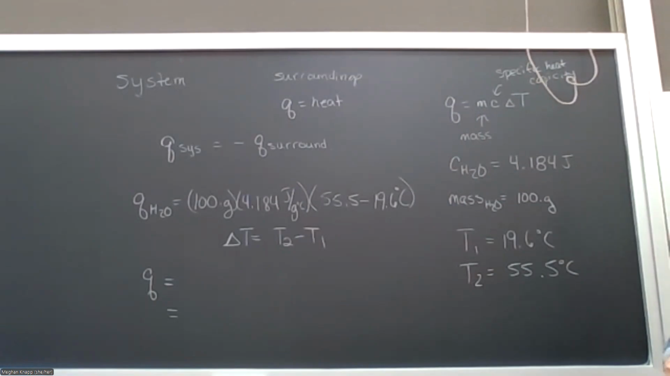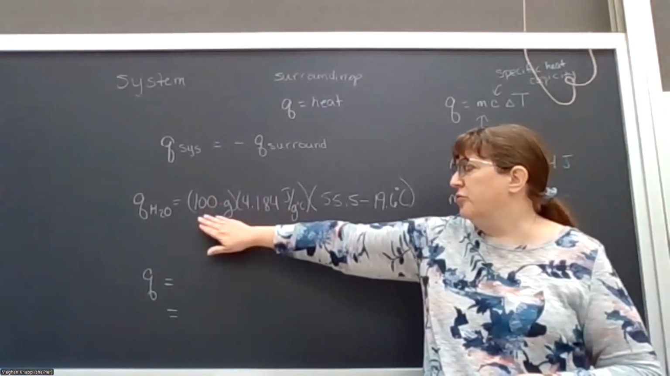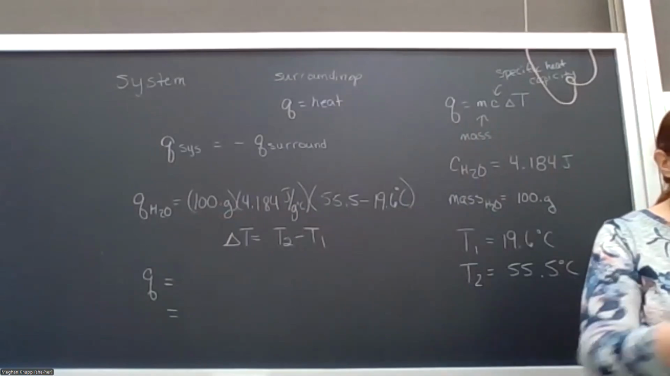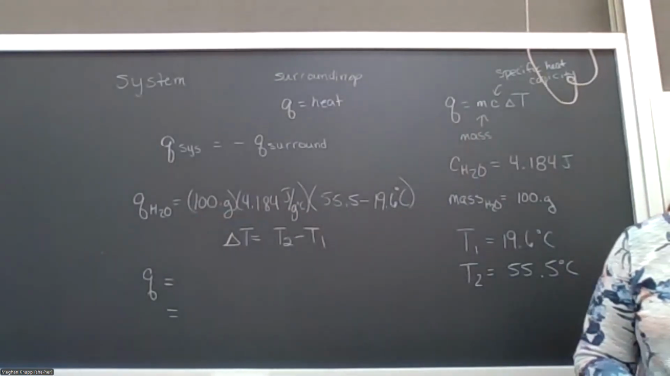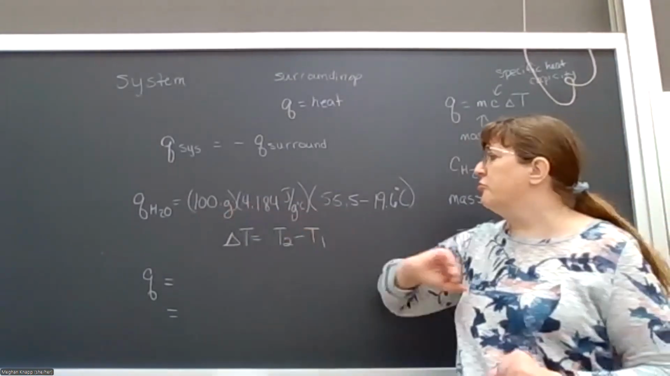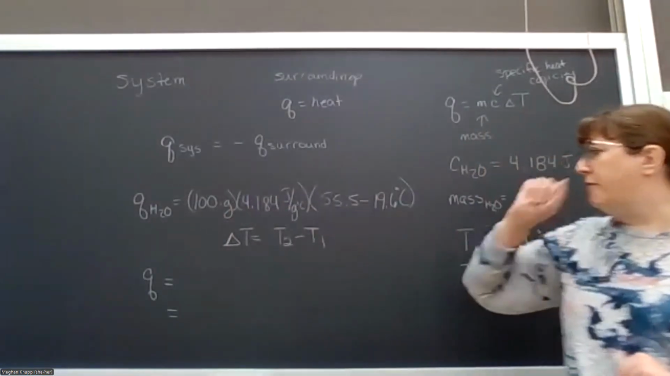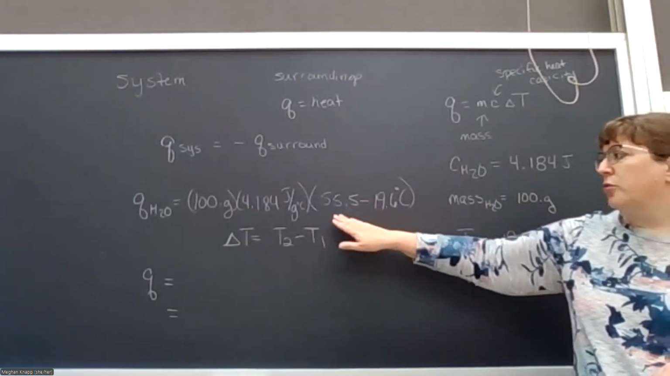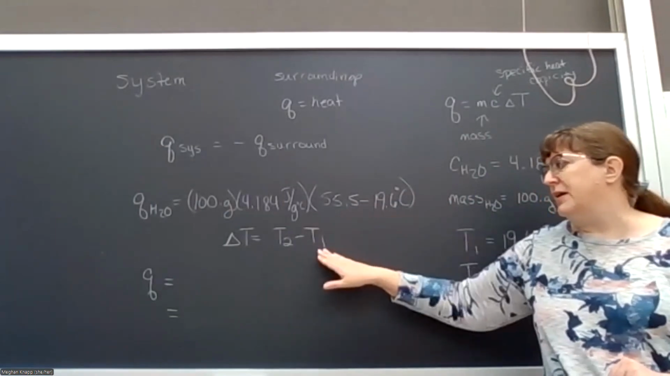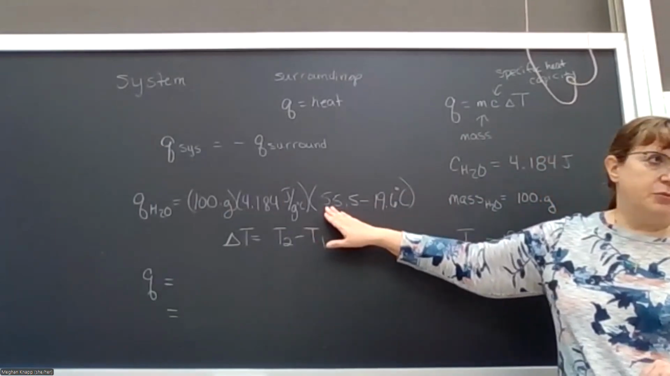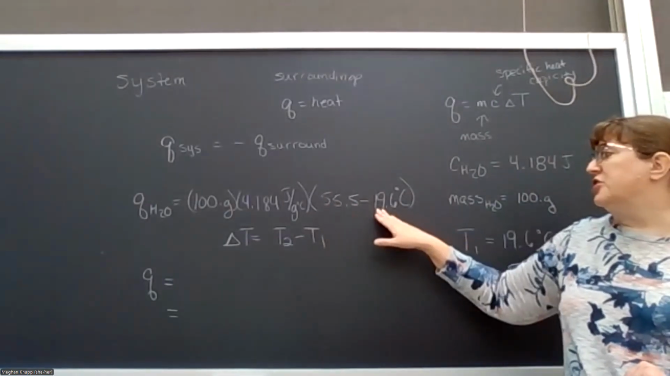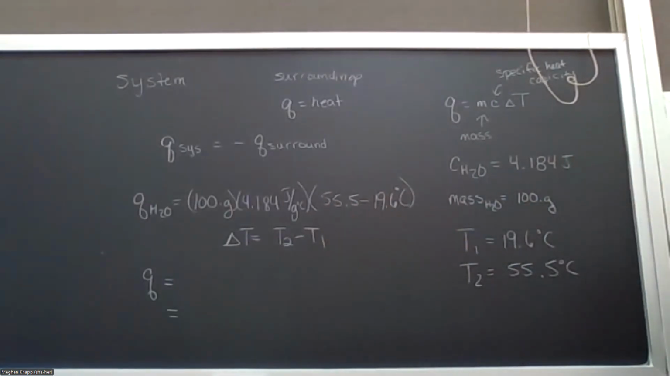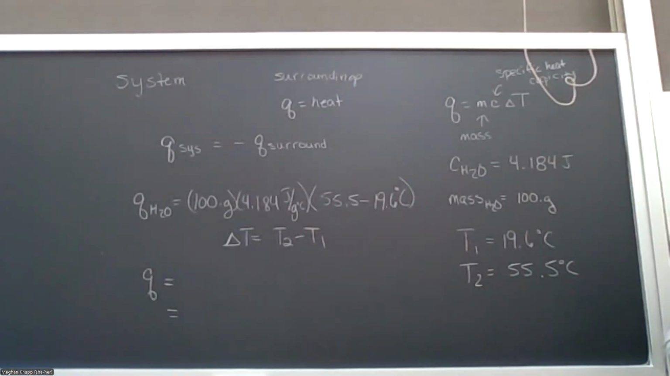Okay. So we took 100 grams. I just assumed that if I weigh it, I'm going to be weighing both the chemicals and the water, so I approximated 100 grams at 4.184. And then our temperature change. Now it's important for a temperature change to do final minus initial. So our final temperature was 55.5 and our initial temperature was 19.6. And that's going to make it positive for the water, which is what we would expect.